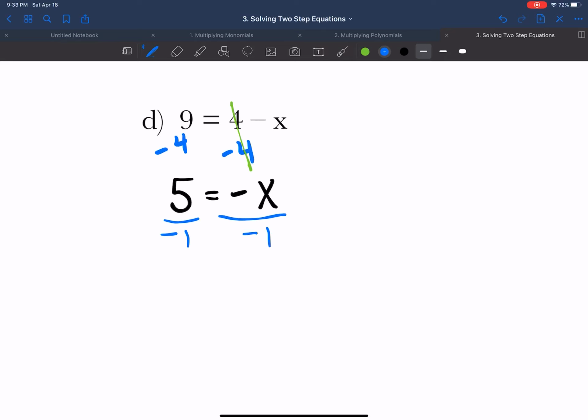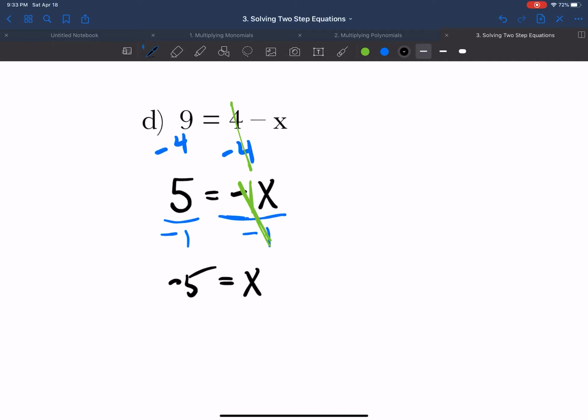Okay, remember, I'm not subtracting here. This here I was subtracting, but this line means division. So I'm dividing by negative 1. So there's an imaginary or invisible 1 that's in front here. So negative 1 divided by negative 1, that makes 1. So I'm left with 1x, or just x on that side. And 5 divided by negative 1 makes negative 5. And that's my answer. We're done. We figured it out.